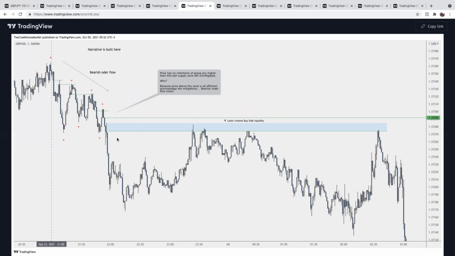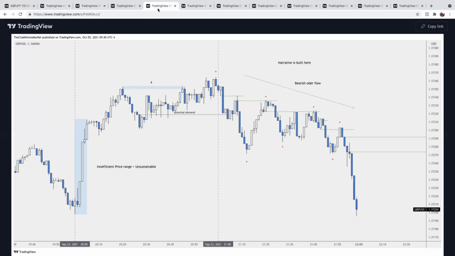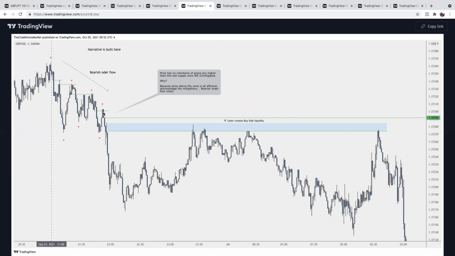Now, if we zoom back out to here, I might have gone a little bit too fast. You have the last 2 points of supply that were left unmitigated. Now, inside of a point of interest, I love when I get cases like this. So we had 2 last points of interest that were not mitigated, right?